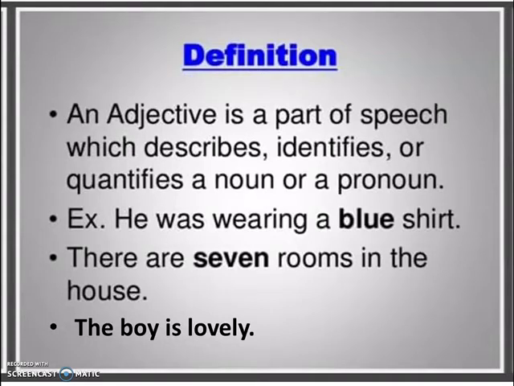As you can see, blue is describing the noun shirt, and it comes before it. Number 2, the word 7 is describing how many rooms, which means the quantity. While in the last example, lovely is the adjective describing the noun boy, and it comes after the linking verb.